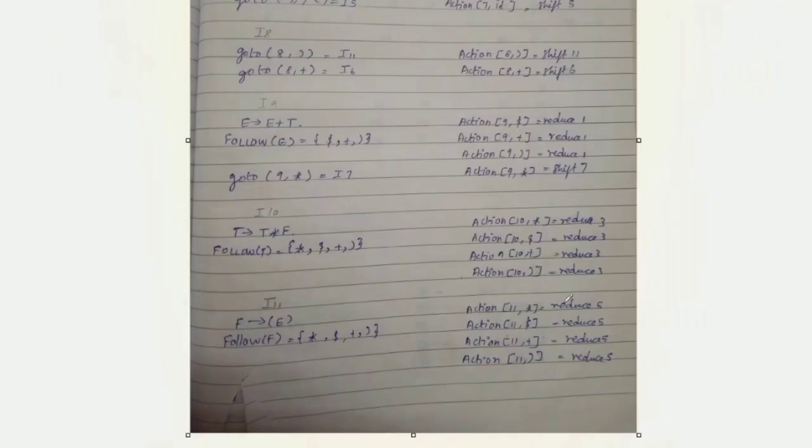Then write reduce 5. The table entries: action of item number 11 comma star reduce 5. Action of 11 comma dollar reduce 5.